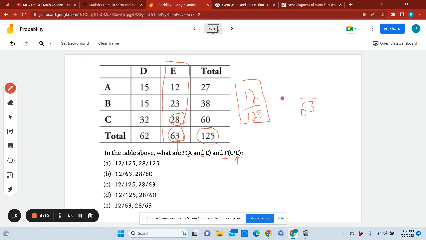Well, C also occurs 28 times when E has already occurred, right? So I can go through now and look for where do I see 12 out of 25? So I can cross off that, and I can cross off that, and then where do I see 28 out of 63? It's got to be answer choice C. Okay.